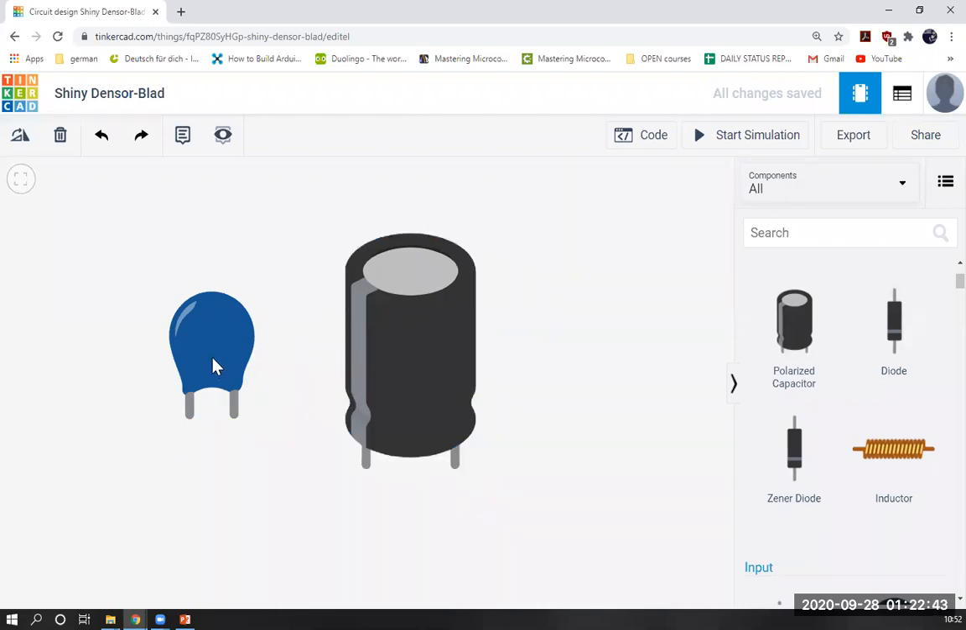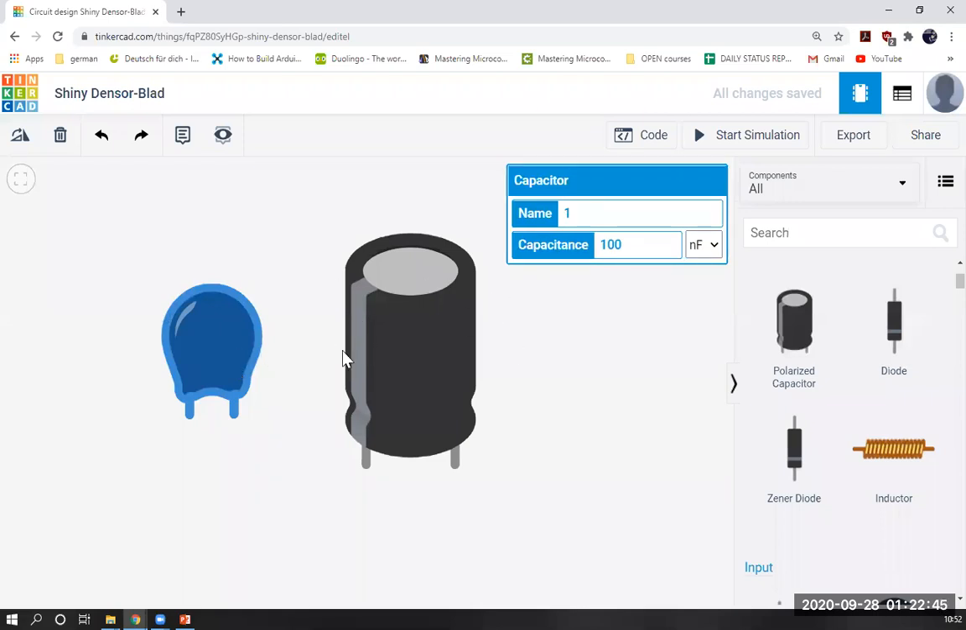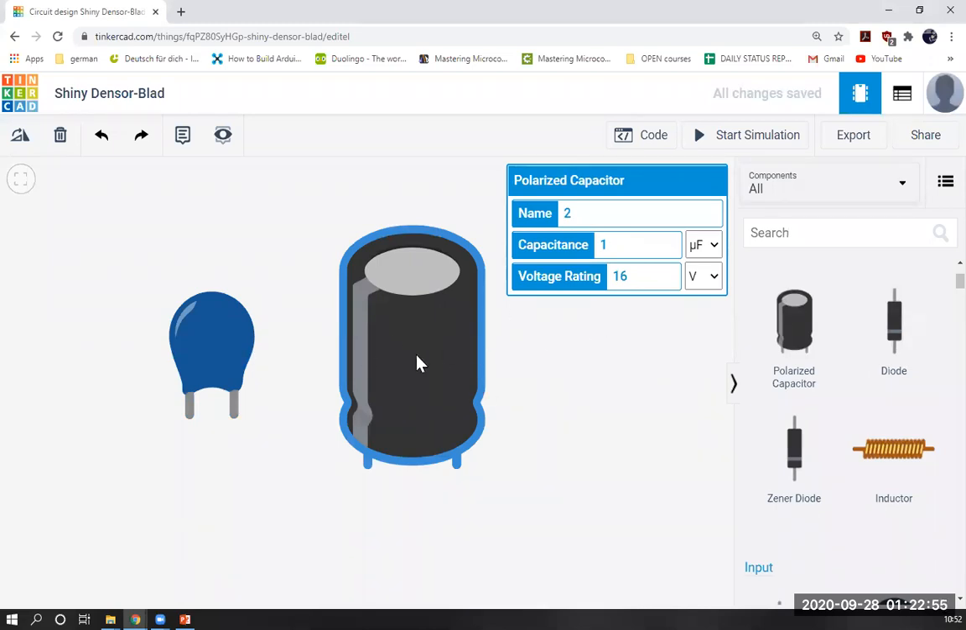So what are the basic differences between them? Basically these have very small values. We cannot use them for higher values, and we use this one for higher values. They have a voltage rating like 16 volt, and these don't have any voltage rating. What is the meaning of voltage rating? It tells how much voltage it can store.